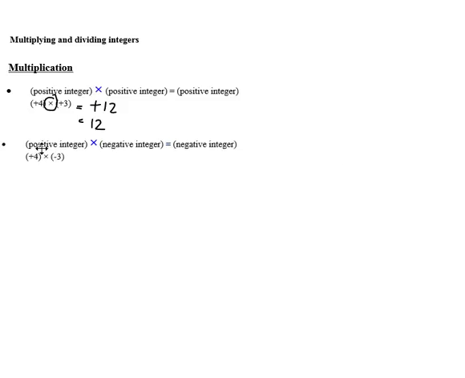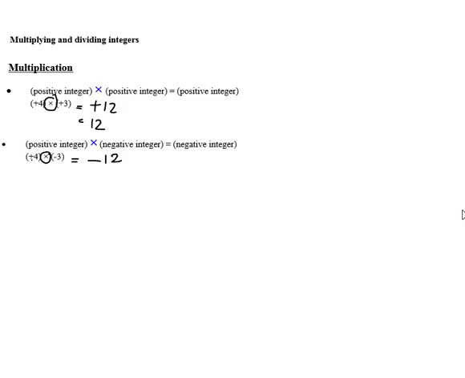A positive integer multiplied by a negative integer will give us a negative result. So when I multiply a positive multiplied by a negative, my answer will be negative, and 4 3s are 12.